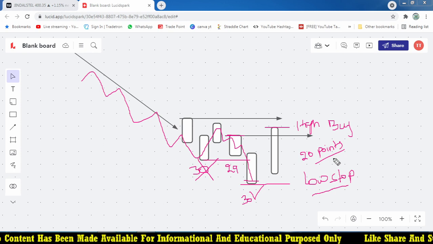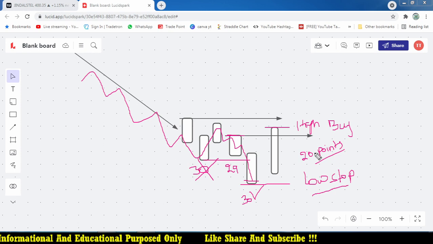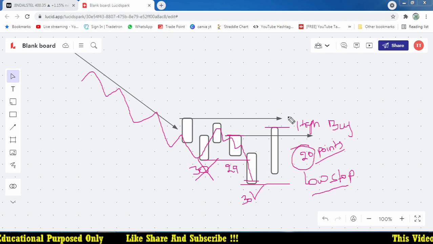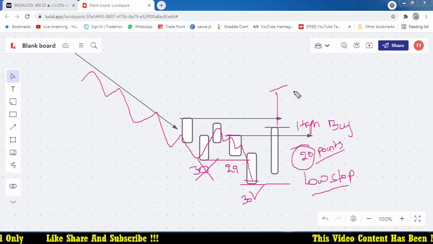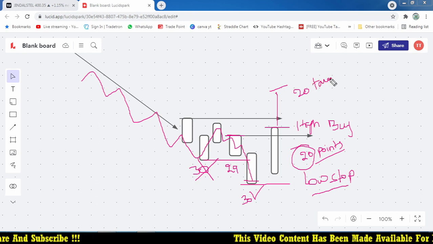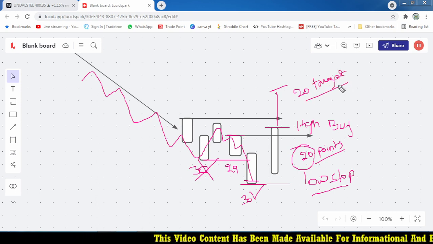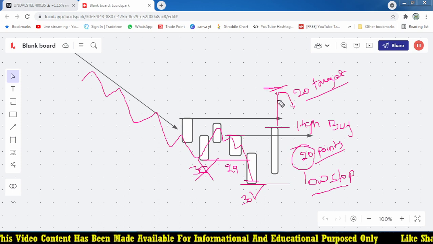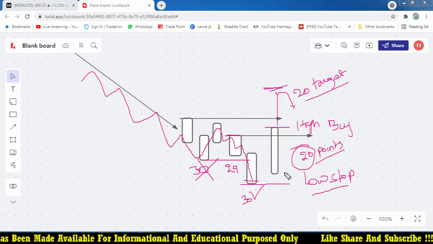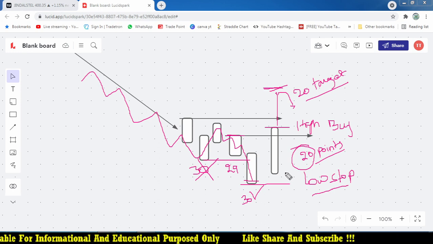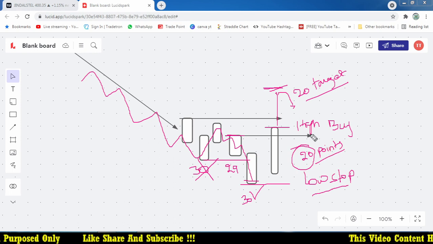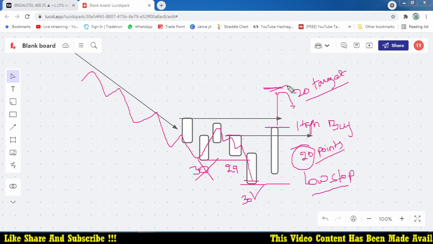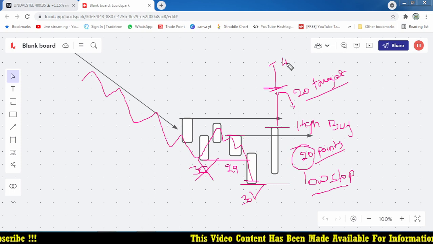So we can fix our target based on our risk reward ability. I am taking a 20-point risk in this trade, so I will wait for another 20 points as a target. This does not mean the stock will reach this level and then again come down. That is not the meaning, because I took this trade with a 20 rupees stop loss, so at least I will wait for a 20 rupees profit. That is called 1:1. Someone who has taken 1:2 risk may be waiting for a 40 rupees target.